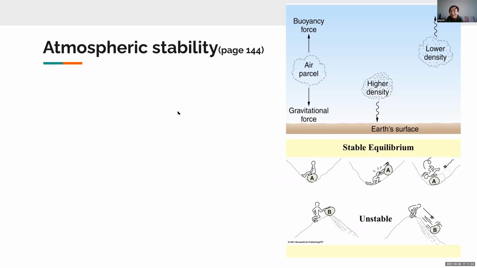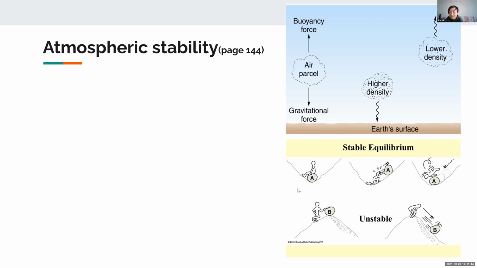All right. The next topic is atmospheric stability. You can see our cloud is up there in the sky, but why are they up there? Because the air is not stable in the first place. So what is stability? Stability is, well, it's stable. They want to stay there.